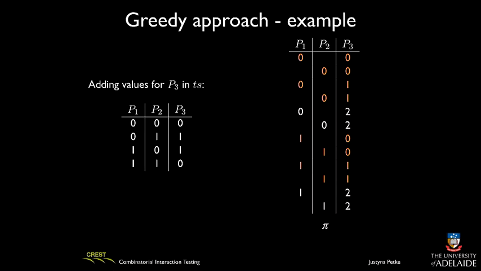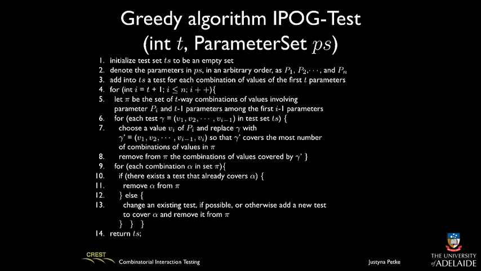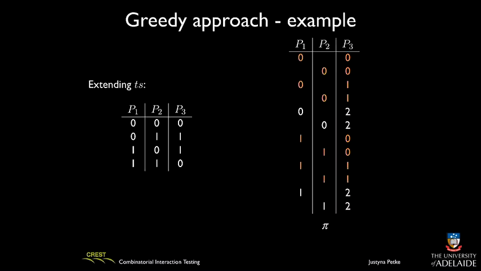So we need a bit more code, a bit more pseudocode. So we removed all the combinations, so this all turned orange here in step 8. And now for all the combinations that are still left in that set pi, there were 4 combinations in there. If there is a test that already covers it, then remove it. Otherwise, change an existing test case or add a new one. I know that this one is a bit vague, so let's just go with create a new test case. So this is our current situation.